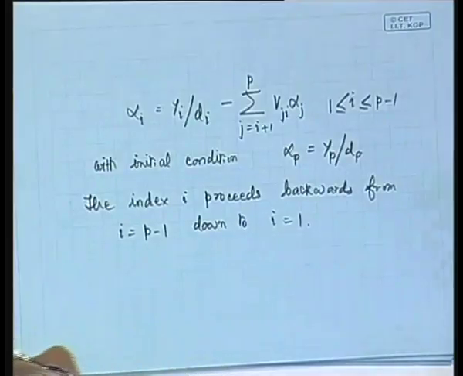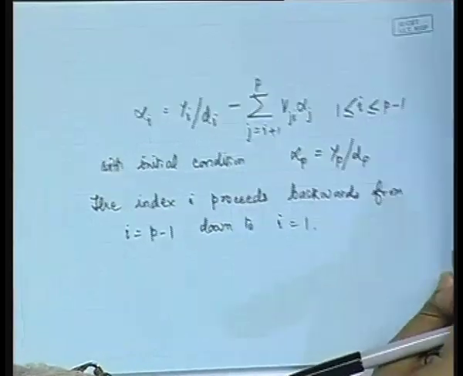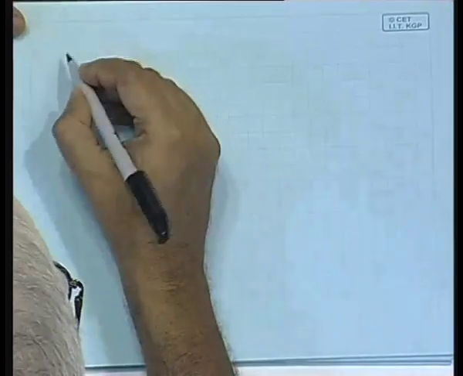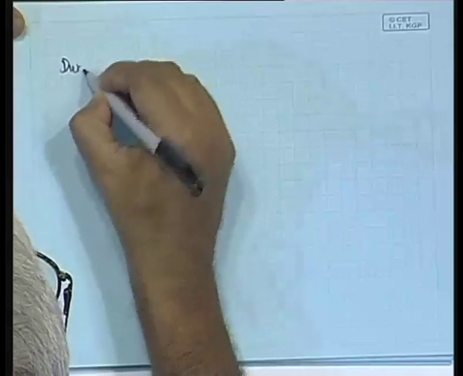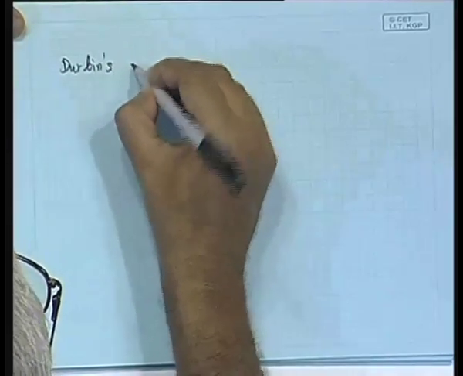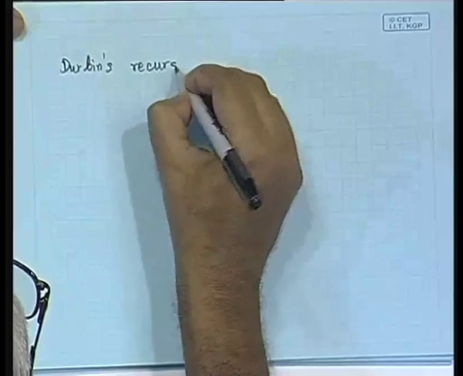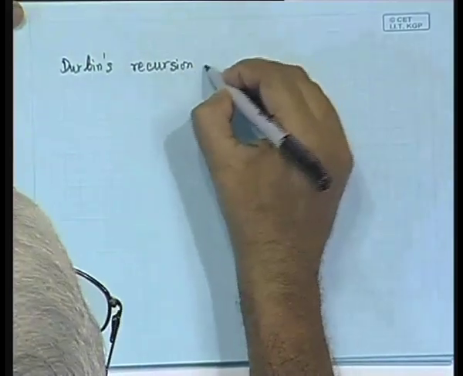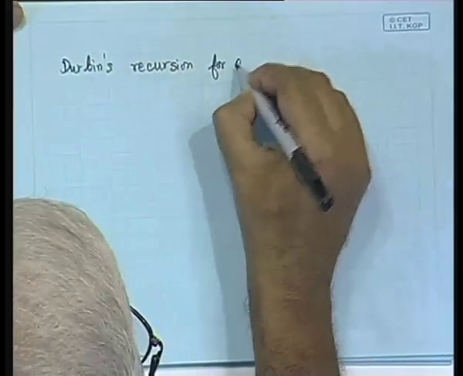So this is one very effective approach, and now we are going to talk about Darwin's recursive solution corresponding to the autocorrelation method. So we are going to talk about Darwin's recursion as applicable to the autocorrelation equations.